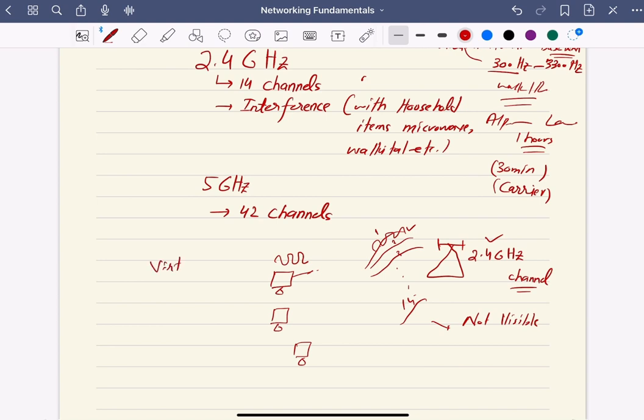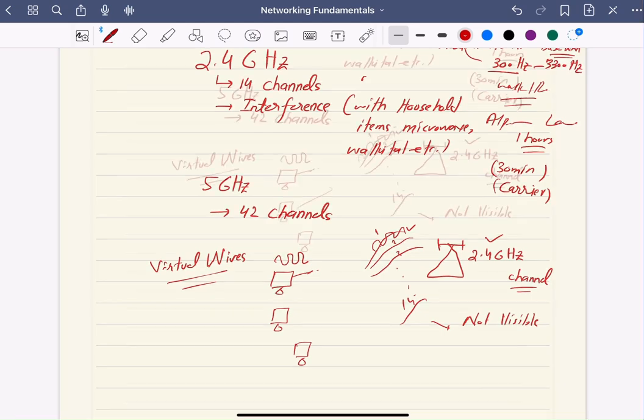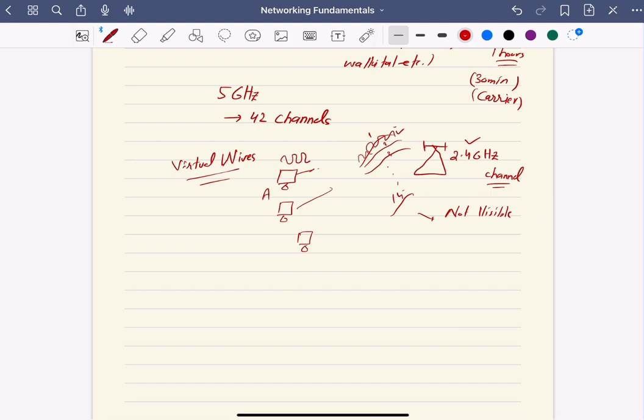So what is a channel? Virtual wires, which you cannot see. Are you getting the point? And there is a possibility of collision. Of course, there is a possibility of collision. Why? Let's say A was sending the data on channel number 1, and B also tries to send on channel 1. So now what's going to happen? There would be a collision. And the problem with the air is there is no collision detection.